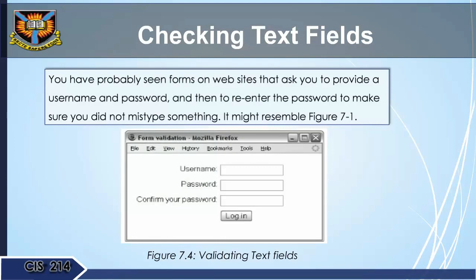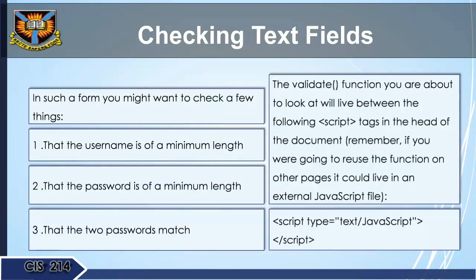Checking text fields. You have probably seen forms on websites that ask you to provide a username and password, and then to re-enter the password to make sure you did not mistype something. It might resemble figure 7.1. In such a form, you might want to check a few things. 1. That the username is of a minimum length. 2. That the password is of a minimum length. 3. That the two passwords match.